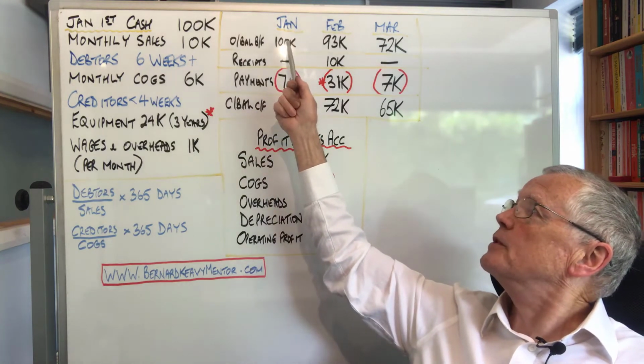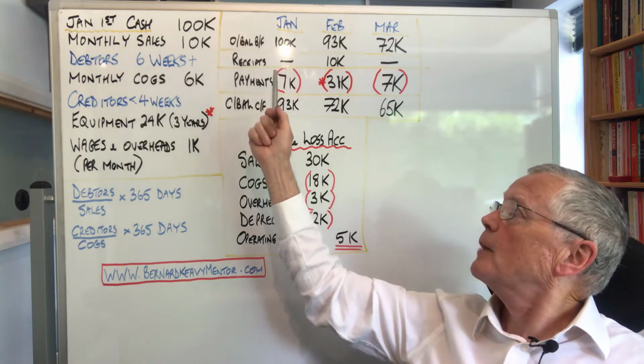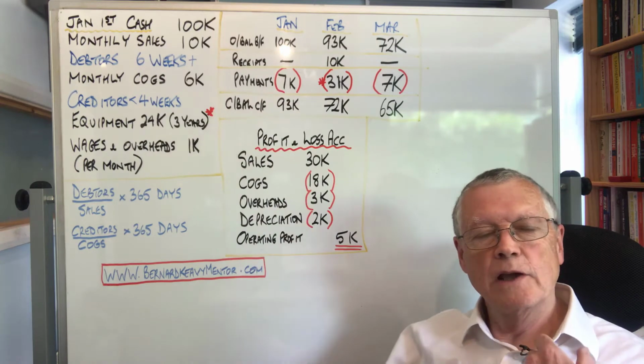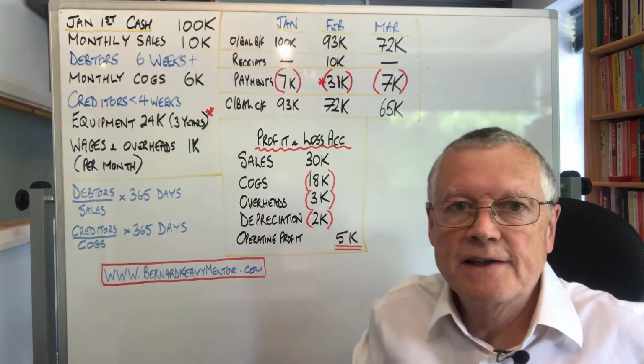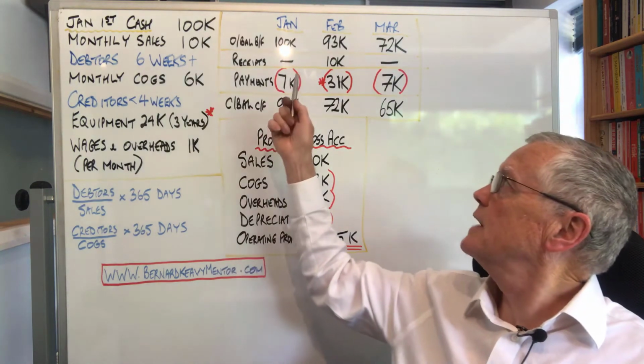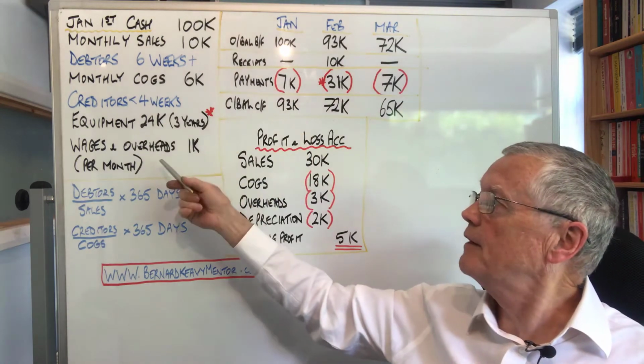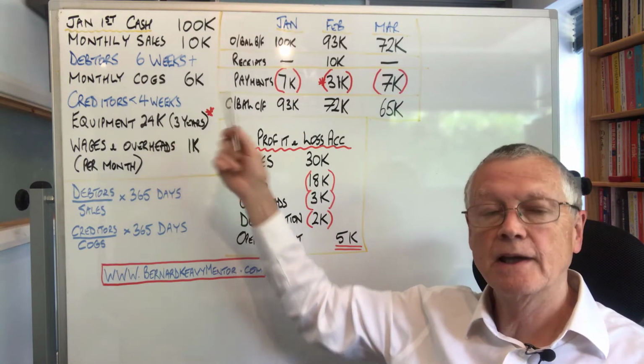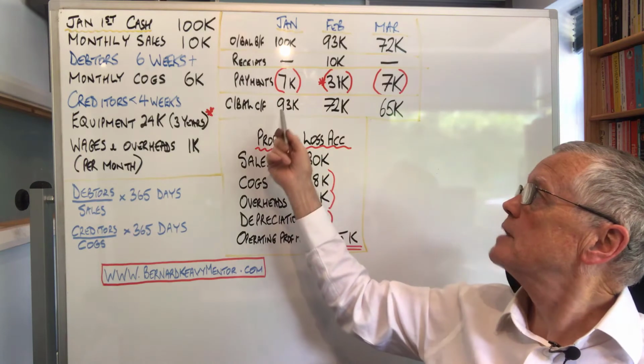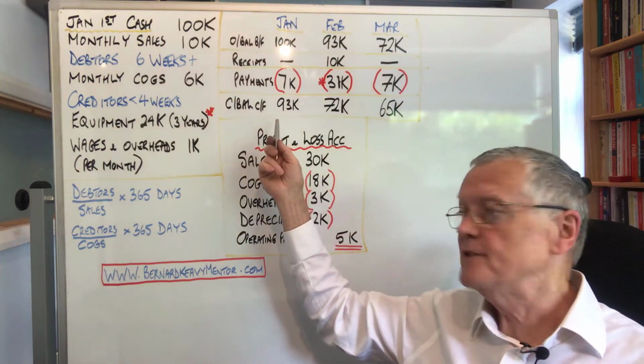So the first month we start off with 100k. We don't get any receipts in because although we've made 10k worth of sales, our debtors haven't paid us yet. So we don't get any receipts in, but we have to pay out our overheads and our supplies, our cost of goods sold. So we end up with a closing balance of 93,000.